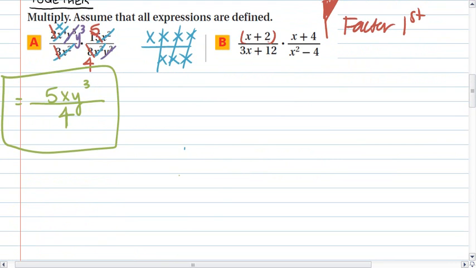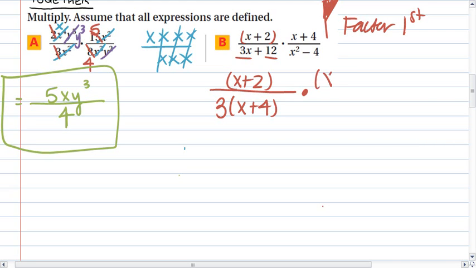As I look at x plus 2, there's nothing more I can do to factor that, so I'm going to leave x plus 2 alone. Though when I look at the denominator, I see that both 3x and 12 have a 3 in common. So I could factor out a 3 from both of those, and I would be left with x plus 4. And the second fraction, x plus 4, cannot be simplified anymore, so I'm going to leave that alone. However, the bottom has x squared minus 4, which is a difference of squares. We could write that as x plus 2 and x minus 2.